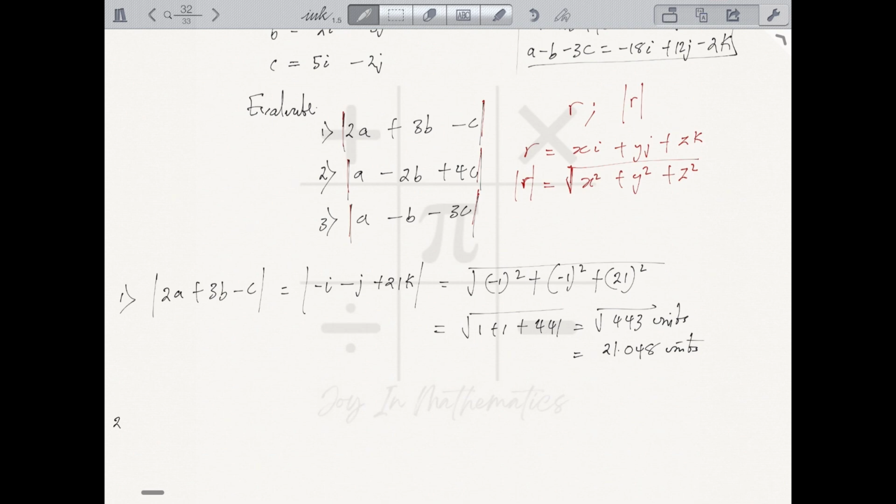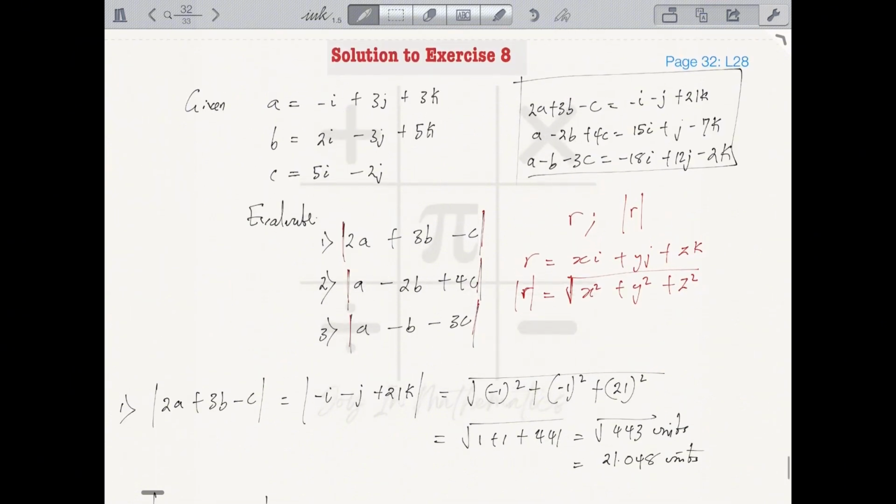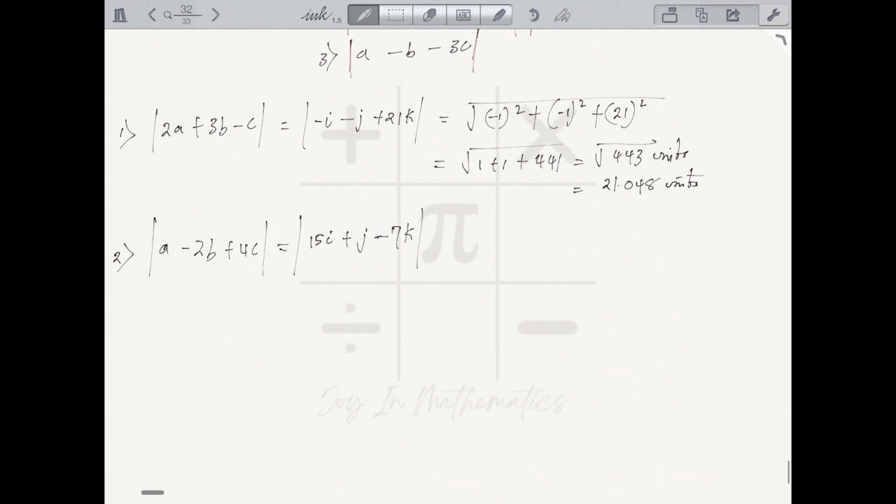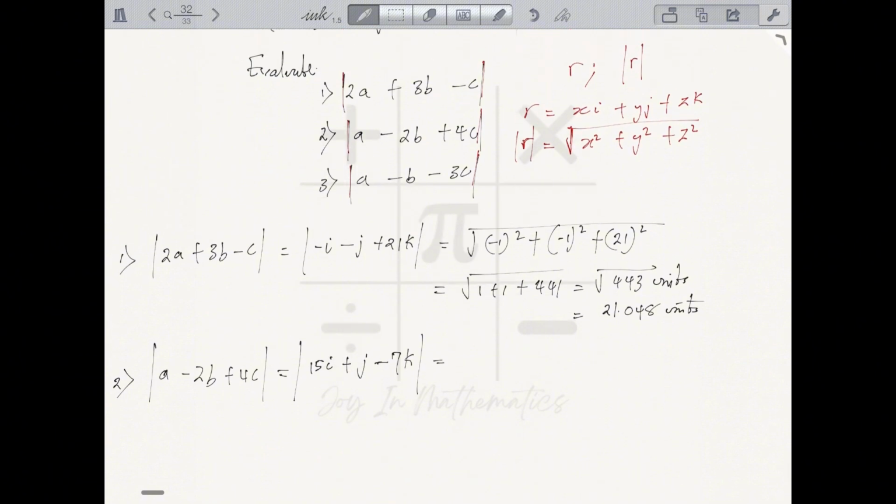Moving on to question 2, we are asked to evaluate the magnitude of a minus 2b plus 4c. And we know that the solution to a minus 2b plus 4c, with respect to our previous exercise, is 15i plus j minus 7k. And we are asked to evaluate the magnitude.